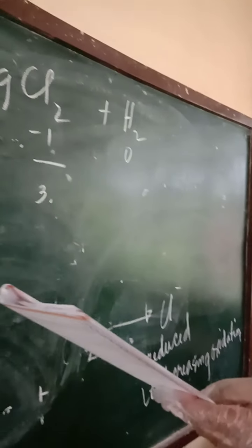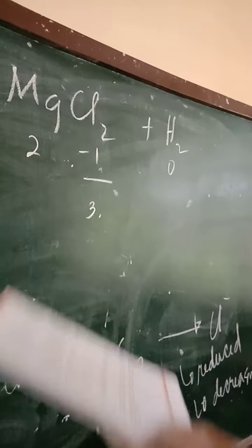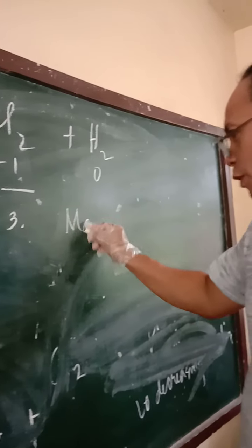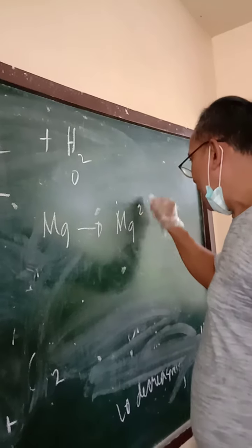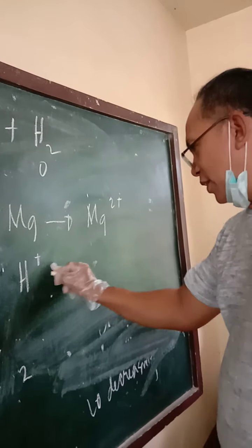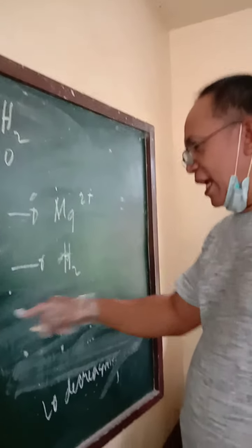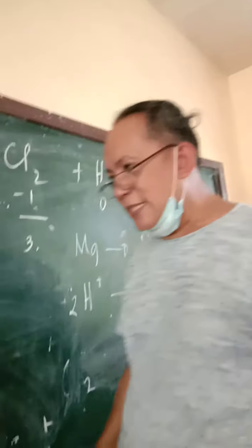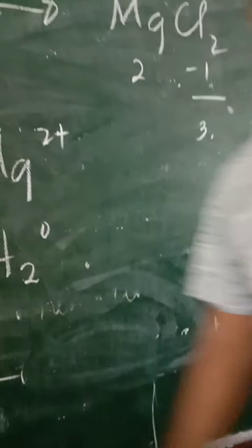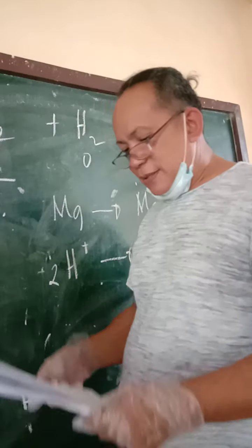Third step, balance the number of atoms by placing the appropriate coefficient of its species. In the case of magnesium, there is no problem because they are the same, one each. For hydrogen, there are two hydrogen on the other side, so we need to place a 2. The coefficient should be placed before the element.